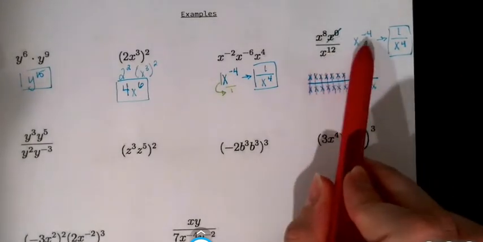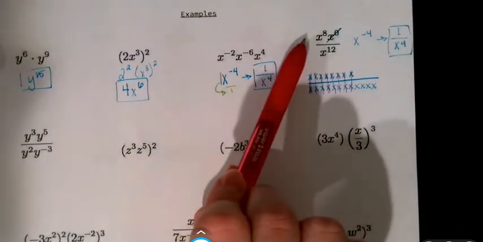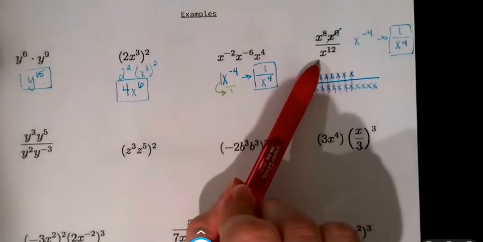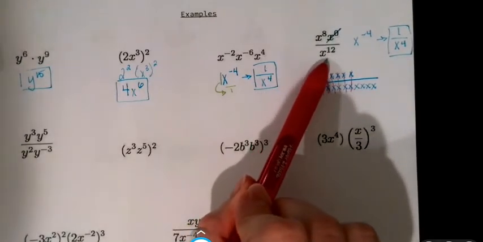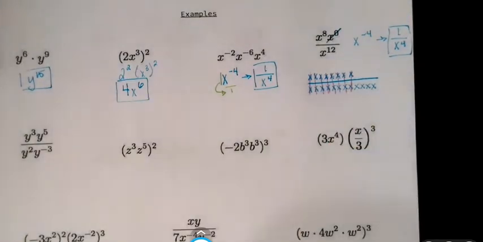So if you want to do it like this and then change it, or just know, well, if I have 8 in my numerator and 12 in my denominator, my answer will have more in my denominator at the end from that picture.